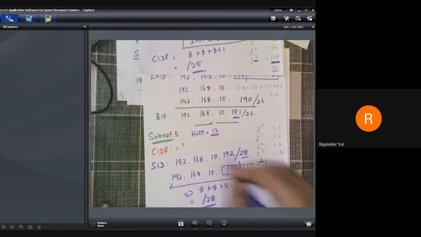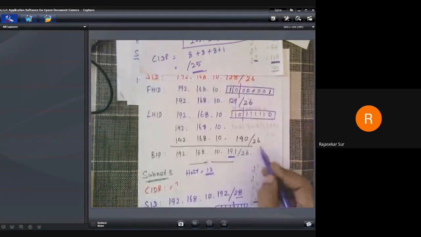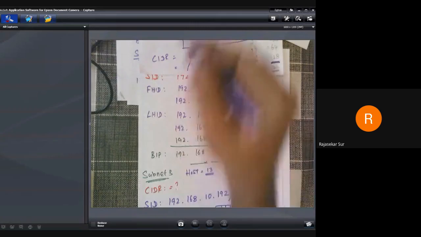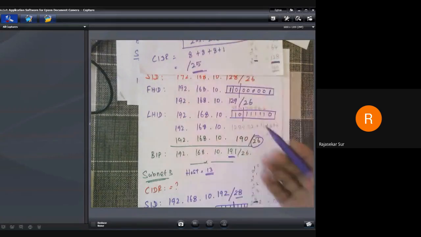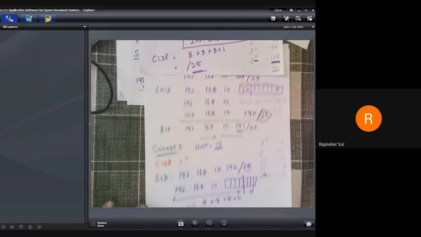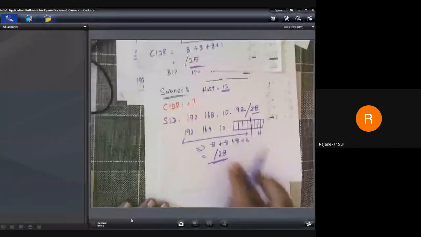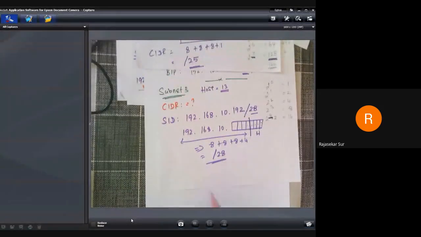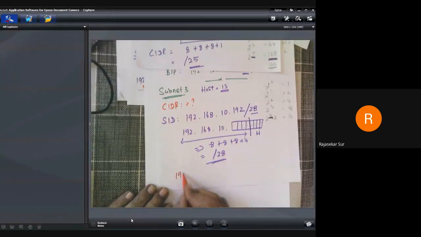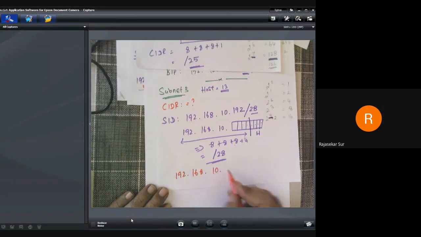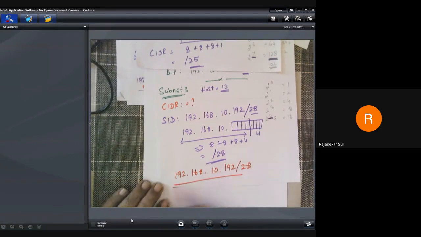Okay, so the previous subnet was /26. Before that it was /25. So 25, 26, 28. It is changing. It is variable. Now /28. This is going to be your subnet ID. What is the subnet ID? 192.168.10.192/28. So this is your subnet ID.